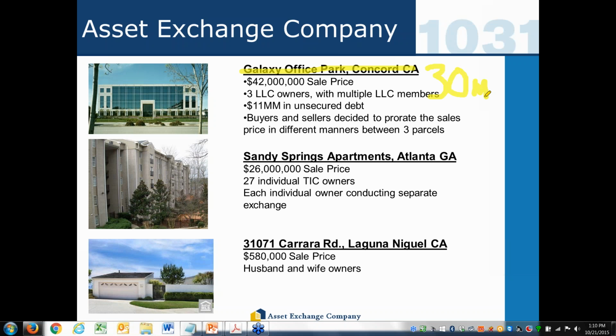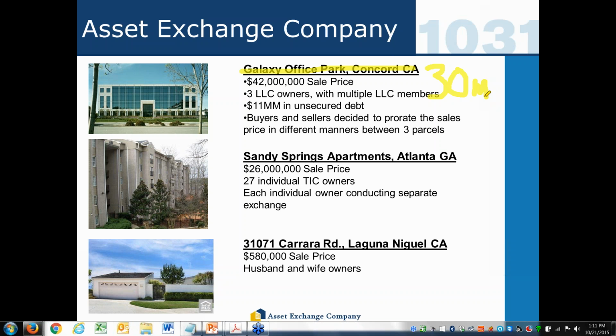Can we, they asked me, can we put that $30 million in our bank account until we find replacement property to purchase? What do you guys think? Can you hold your sale proceeds if you plan on doing an exchange? Can you touch that money? Can you have any control of those sale proceeds if you're going to do an exchange? Well, the answer is no.